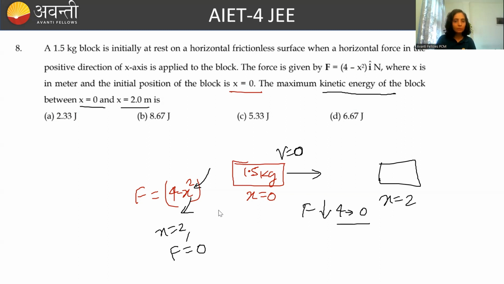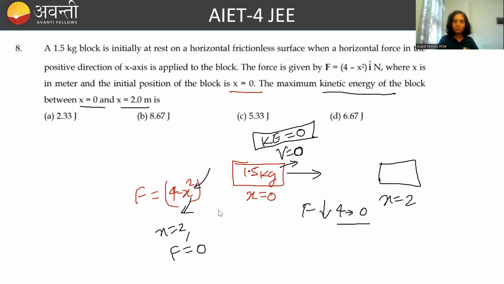So from 0 to 2, what is going to happen? Initially, its velocity is 0. Its kinetic energy is what? It is 0. So as long as the force acts on it, what will happen? It will gain a certain amount of velocity, right? So what will be the total work done, or the maximum kinetic energy of the block?